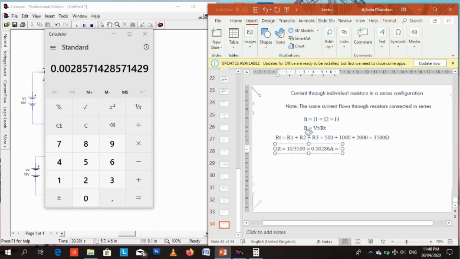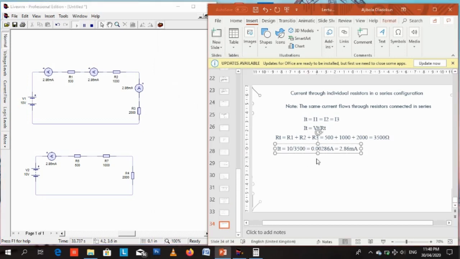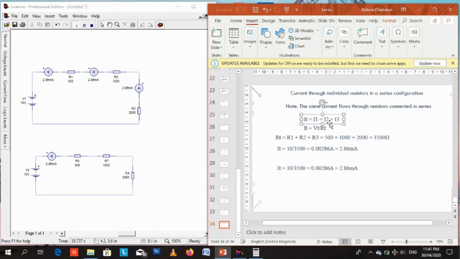So we can simplify that. That will be 2.86 milliamperes. That is total current IT. Remember that when we simulated, we got this 2.86 milliamperes current flowing. By calculation, we got this. When we ran the experiment, we still got the same 2.86 milliamps, and that same 2.86 milliamps is what is flowing through I1. It's the same 2.86 milliamps that is flowing through I2, and the same 2.86 milliamps flowing through I3.